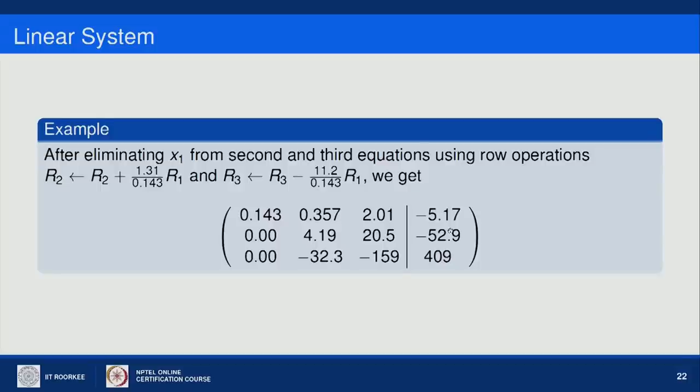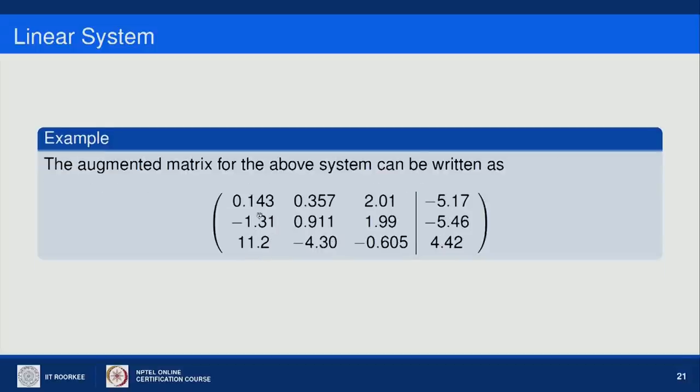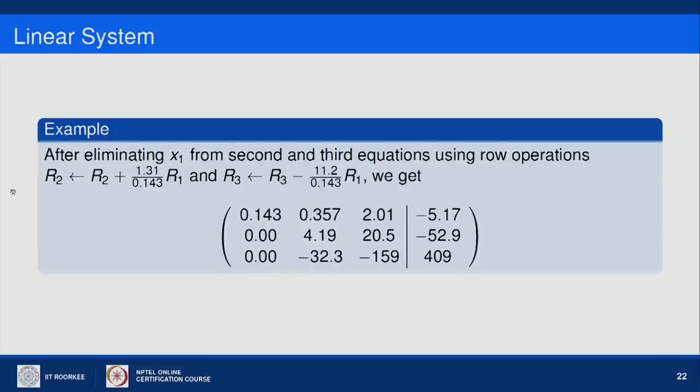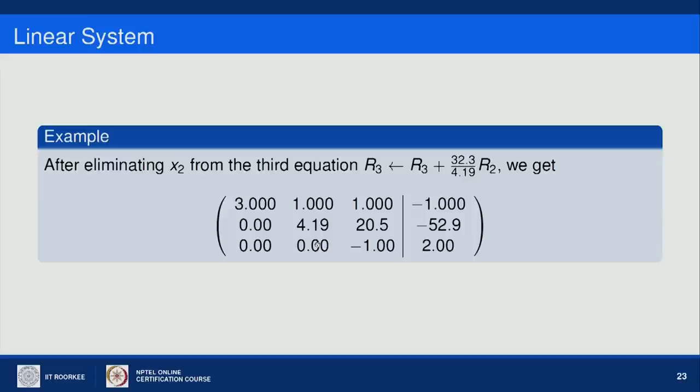Now first of all I need to make this and these two entries 0 with the help of the first one. For that I will use the row operations, like R2 is replaced by R2 plus 1.3 upon 0.143 R1, and R3 is replaced by R3 minus 11.2 upon 0.143 R1. We get this particular matrix. So these two entries are 0, and the other entries are also changed. Then I will make this particular term 0 with the help of the second row. So I need to perform the operation R3 is replaced by R3 plus 32.3 upon 4.19 R2. From that I will get this one.